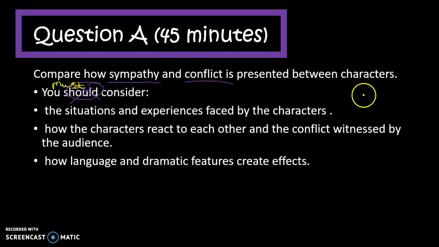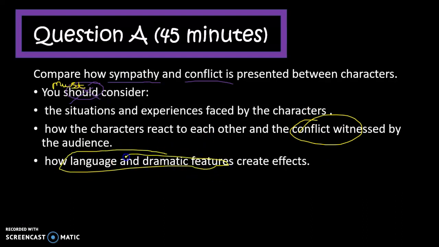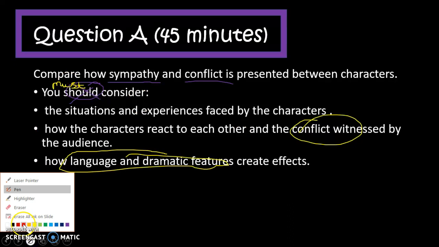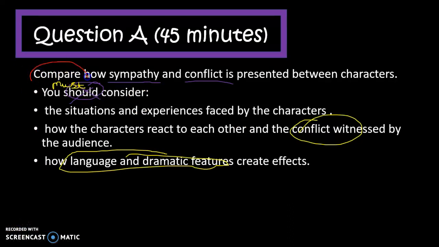So this is how I read it. You must consider the following 3 bullet points. So thinking about situations and experiences faced by the characters, how they react, this idea of conflict as well, and then once again the AO2, the language and dramatic features, is of importance as well. But bearing in mind, the biggest thing and the most important part of the question is here.